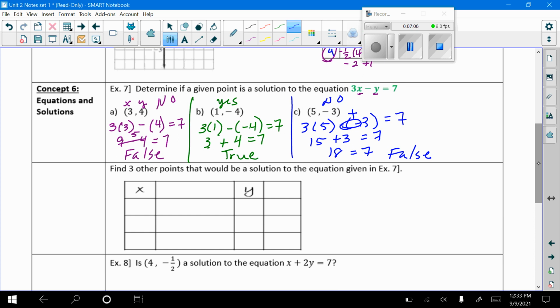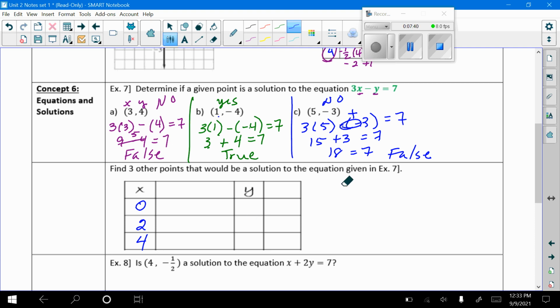Now it's asking me to find 3 other points that would work for a solution to number 7. Well, to find other points or other values that would work, I've already tried on the x value a 1, a 3, and a 5. Well, what happens if I would try maybe a 0, a 2, because 1, 0, 1, 2, 3, 4 maybe? I could try those numbers, or I could even try negatives, but something other than what I have. Now, when I plug it in for x, I have to solve for y.